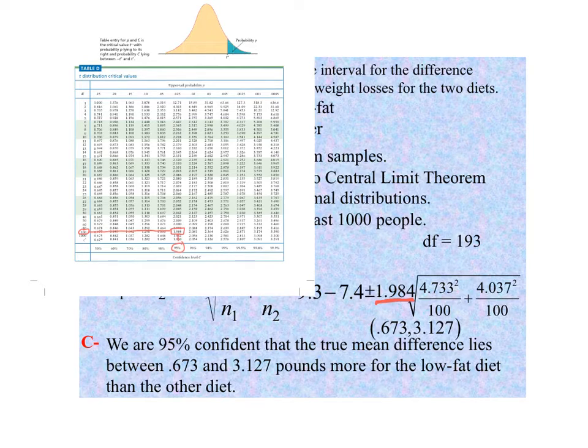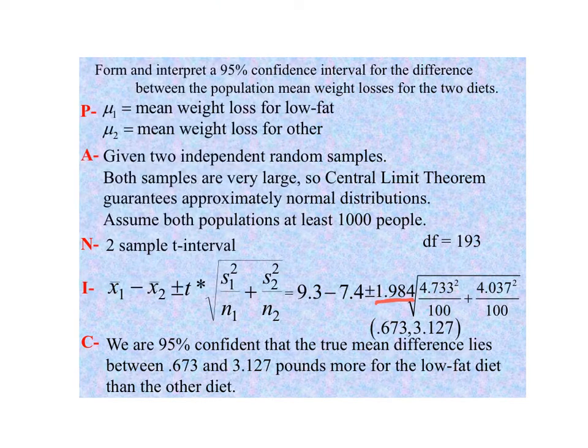Okay, go ahead and delete this. Okay, so the rest is just plugging in. S1 was 4.733 squared, then divided by 100, plus 4.037 squared divided by 100 gives us a lower and an upper bound of the following.